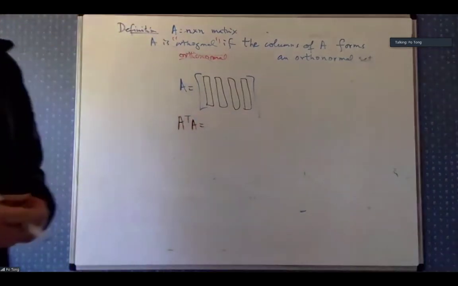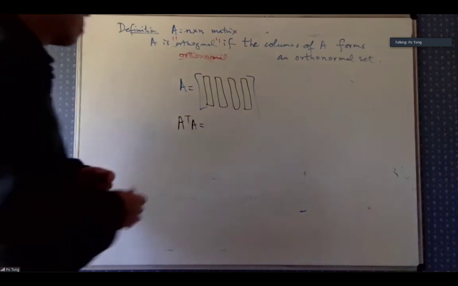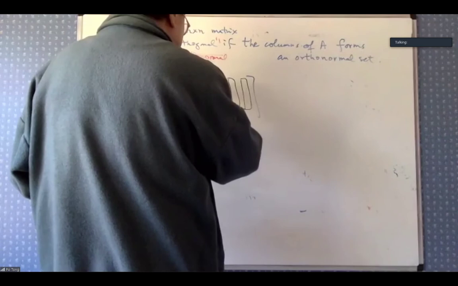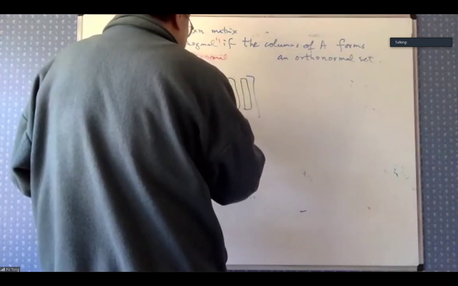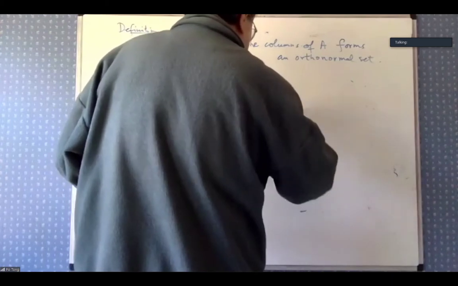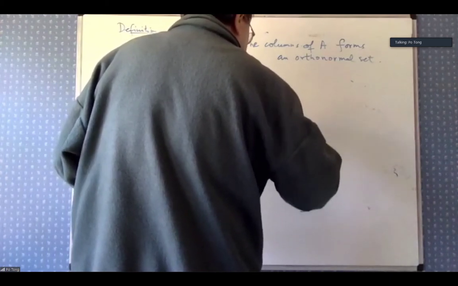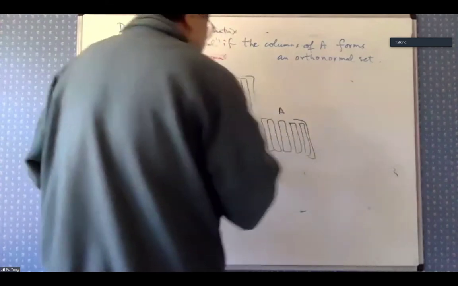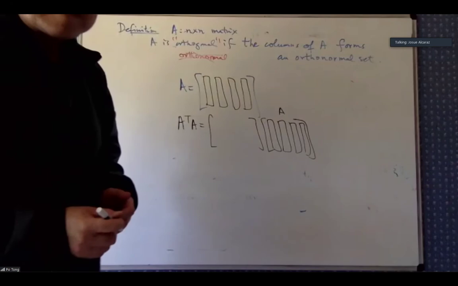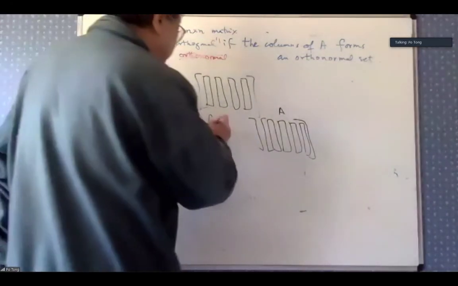A transpose A. Let's see what that is. Now A transpose, this is my A. I think something is in the background. Can someone mute this?